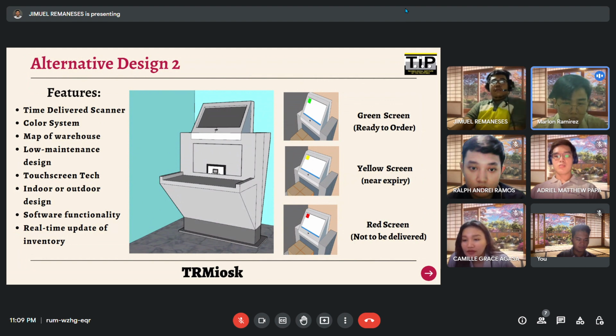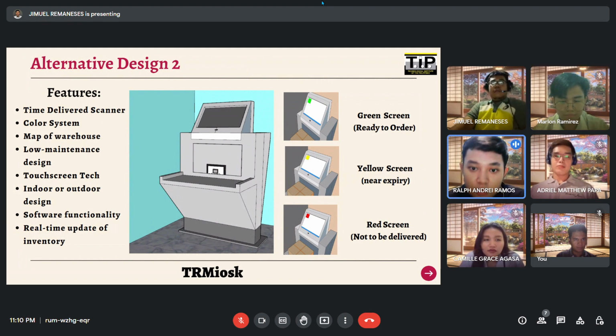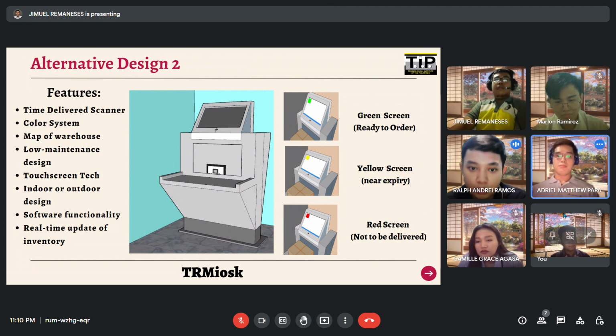It will have a color system for scanning the delivered product: if the product is not to be delivered, it will show a red light; for ready to order, it will show a green light; and lastly, for expiry, it will show a yellow light. Since TRM Corporation is manually checking every day while delivering boxes of goods to the clients, sometimes they are not aware of multiple deliveries. The TRM kiosk has a low maintenance design, touchscreen technology, indoor and outdoor designs, and software functionality, and will give the company a real-time update of their inventory.